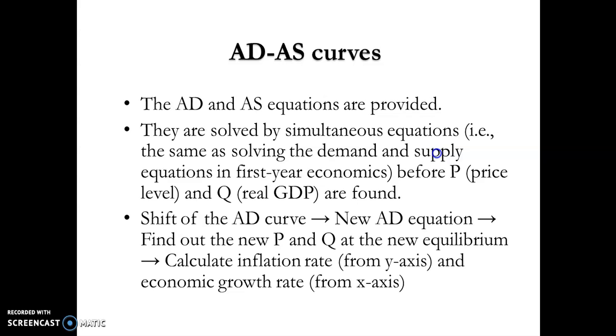And if you are given a shift of your AD curve or a shift of your AS curve, hence you're provided with new equations for these curves, you could find out what the new price level and new real output level would be at this new equilibrium. You could also be asked to calculate the inflation rate or the economic growth rate, and that would be by looking at the change in your output or your price level, depending on which you are asked, and that you can derive from your axes.